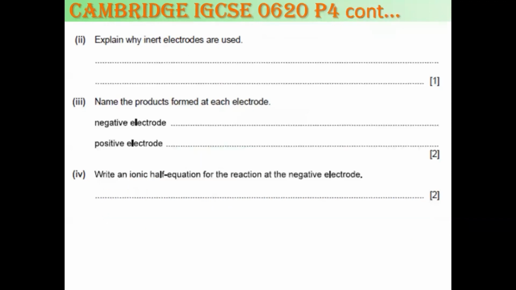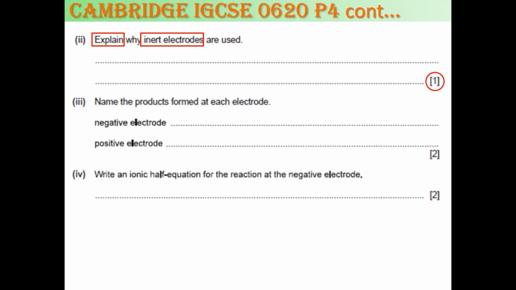So let's move on to the second part of the question. Here, our command word is explain. We can take the topic word or phrase here as inert electrodes. Now, what does explain mean? They are looking for a reason. Whenever you are asked to explain, they are simply saying, give us a reason why. And the mark allocation here is 1, so you're not really required to give a lot. Just 1 reason will be sufficient.